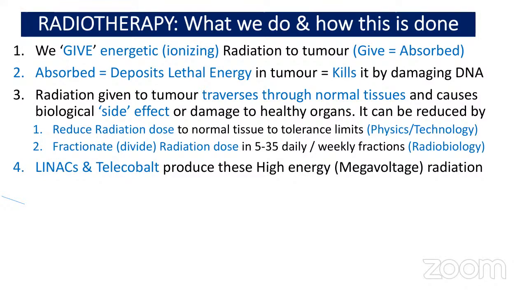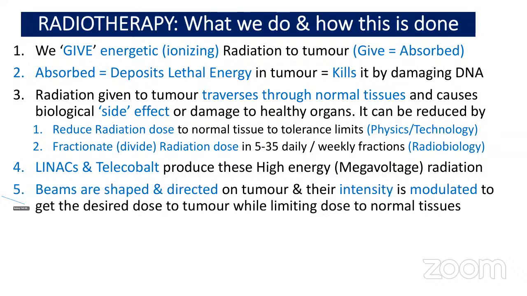So how is it produced? This radiation beam comes through LINACs, linear accelerators, and telecobalt, and they produce these high energy megavoltage radiation beams. The beams are shaped and directed on the tumor, and the intensity of the beam is modulated in a way to get the desired dose to the tumor while limiting dose to the normal tissues. Again, it's a very simple way of describing.